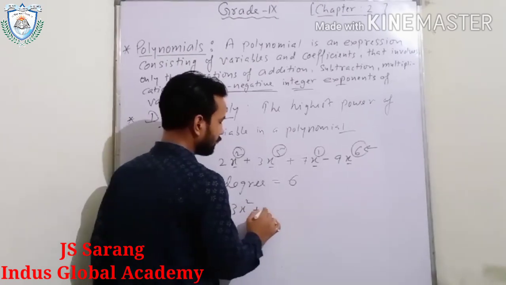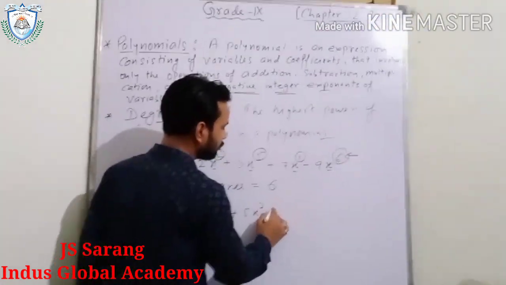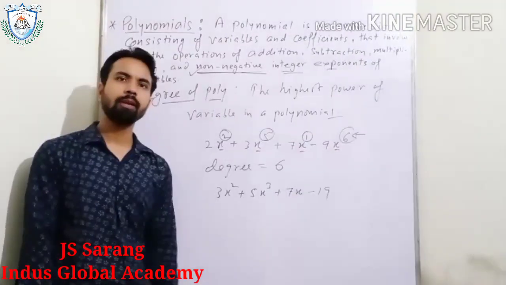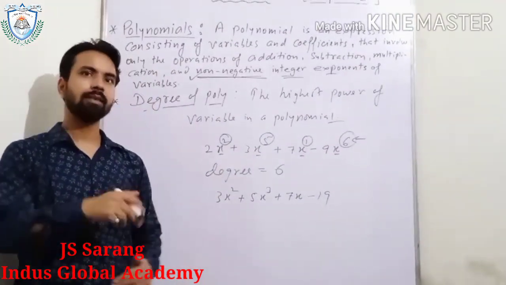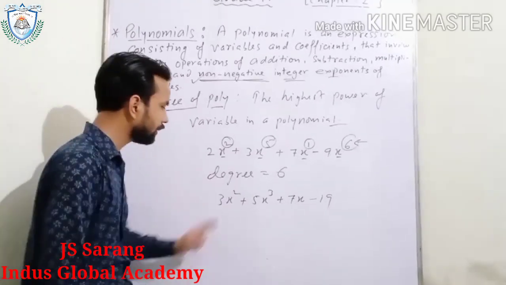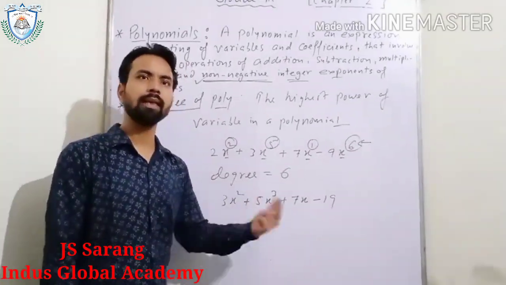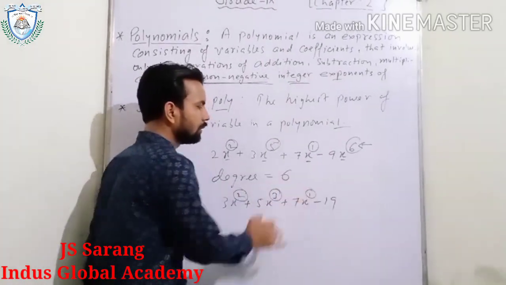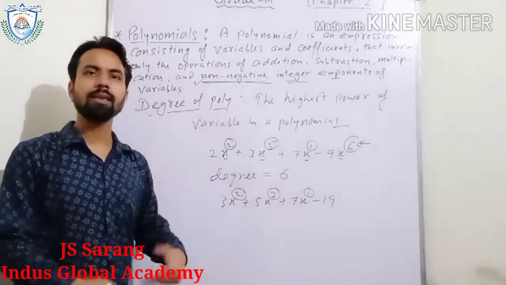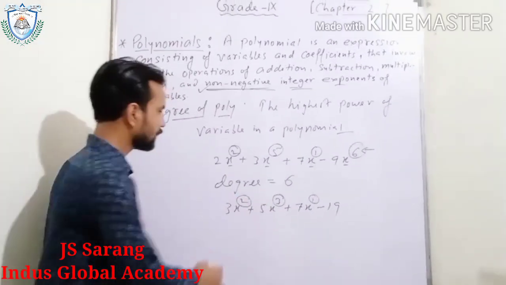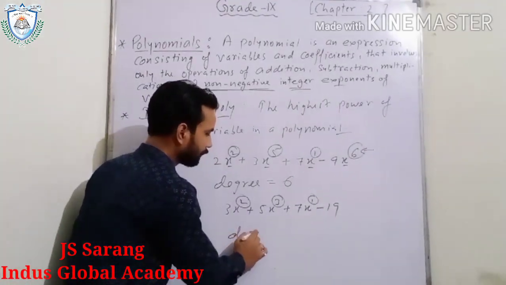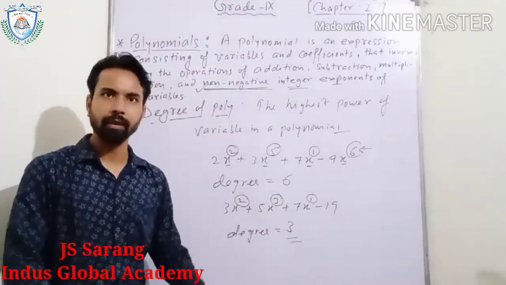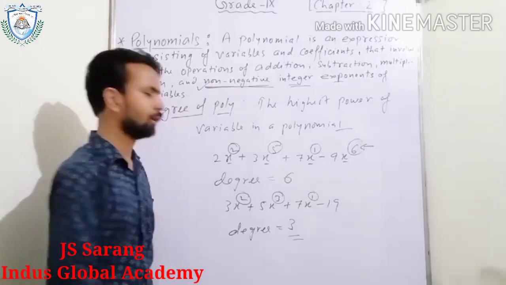3x square plus 5x cube plus 7x minus 19. What will be the degree of this polynomial? The highest power of variable. So what is variable? Variable is x. So what is highest power? Powers are 2, 3 and 1. So out of 1, 2 and 3, what is highest? Highest is 3. So degree of this polynomial is 3. Is that clear? Good.